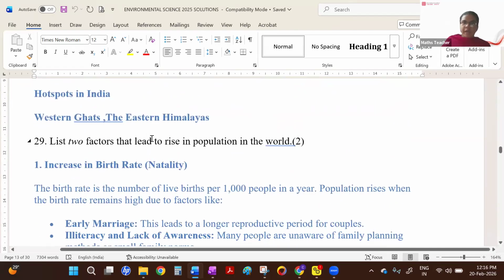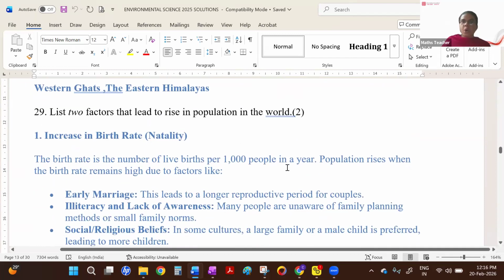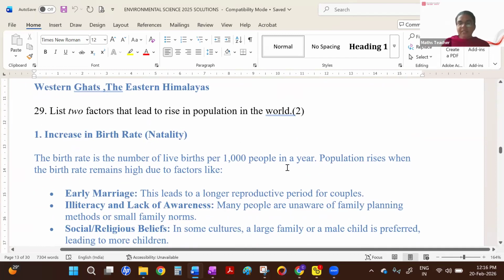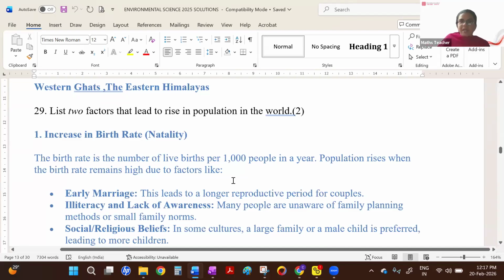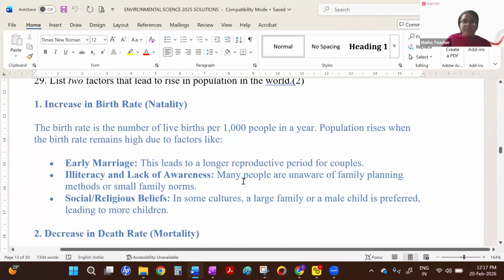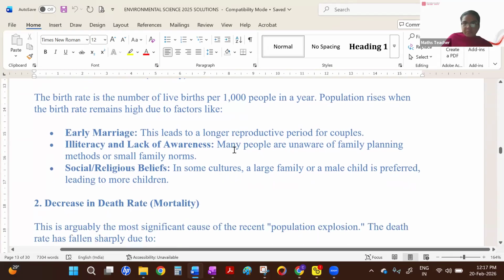And the next one: list two factors that lead to a rise in population in the world. We've seen that there is an explosion in population in the world now. So what are the different factors that lead to the rise in population? The first one is an increase in birth rate, natality, because the birth rate has steadily been increasing. There are many reasons. The first one is early marriage, which leads to a longer reproductive period for couples. If people get married young, their reproductive period will be longer.